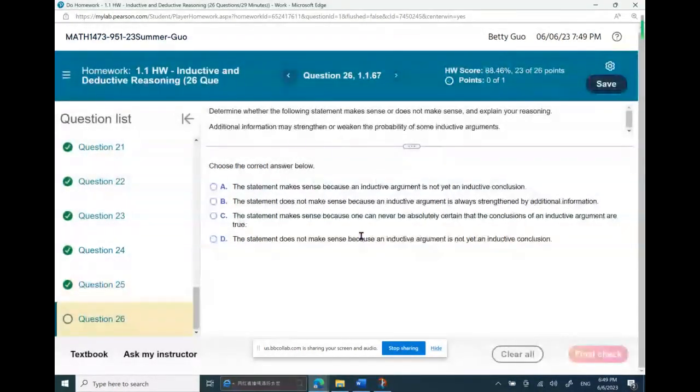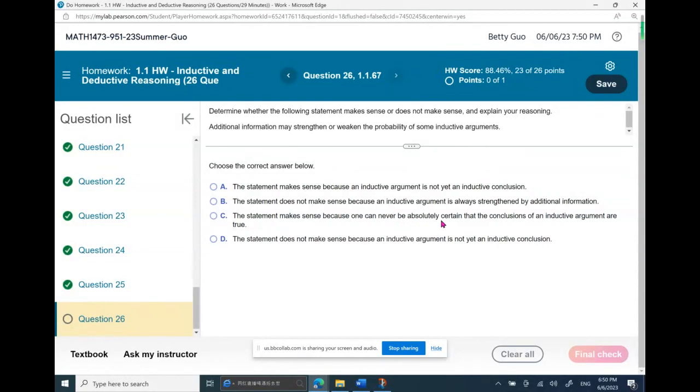Last one. Determine whether the following statement makes sense: additional information may strengthen or weaken the probability of some inductive arguments. Yeah, I think so. The conclusion from inductive reasoning is called a conjecture. If you have a counterexample, you can just disprove it. Yeah, the statement makes sense.